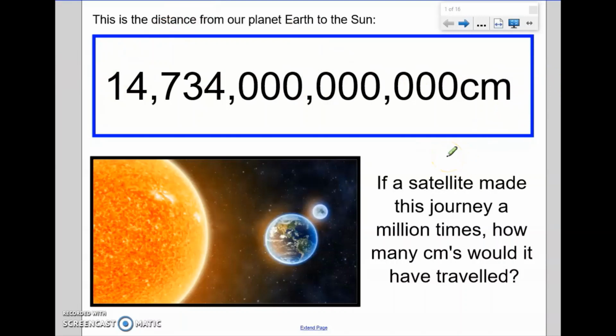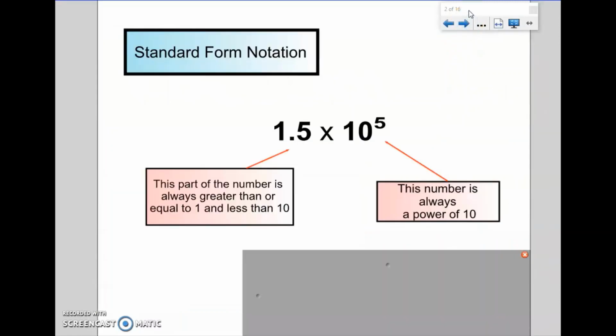And that's when standard form becomes very helpful in maths. It allows us to work with very large numbers or very small numbers, and it also gives us an easier way of calculating with those large or small numbers. Let's have a little look at standard form notation.